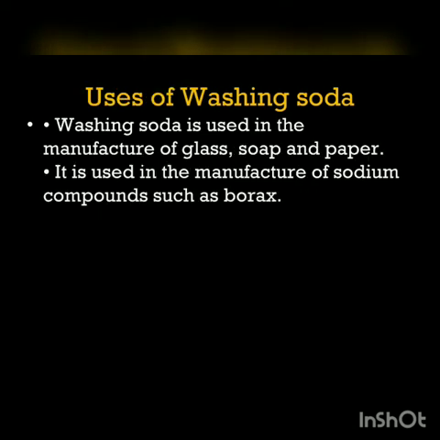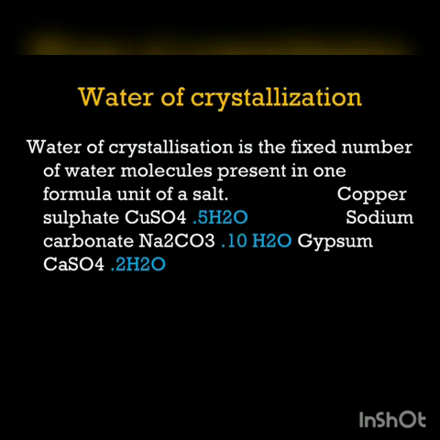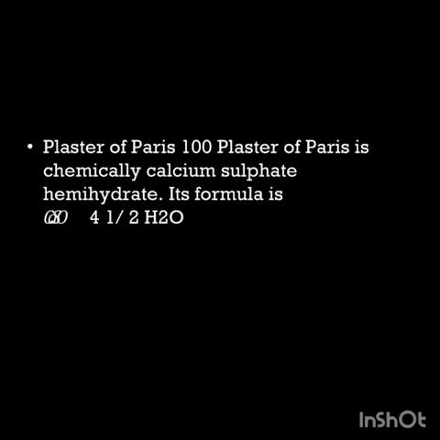Uses of washing soda. Washing soda is used in manufacture of glass, soap and paper and it is used in manufacture of sodium compounds such as borax. Water of crystallization. Water of crystallization is the fixed number of water molecules present in one formula unit of salt. Plaster of Paris. The chemical name of plaster of Paris is calcium sulfate hemihydrate and the formula is CaSO4 1/2H2O.